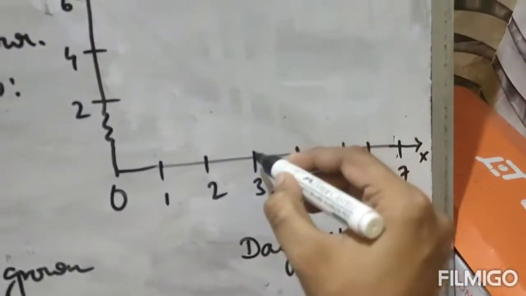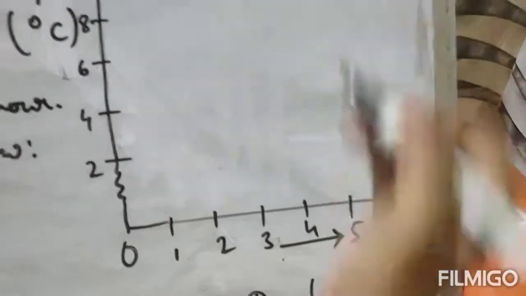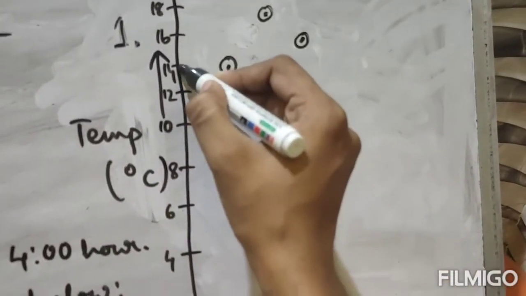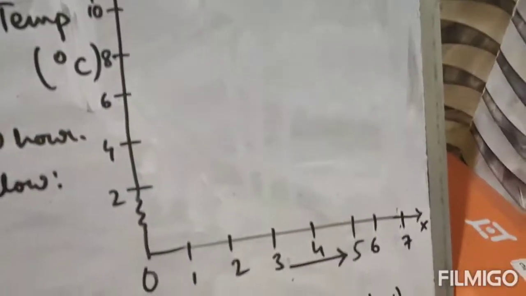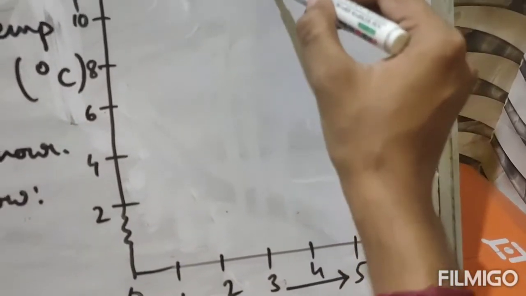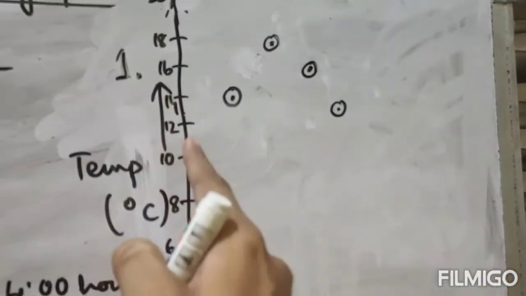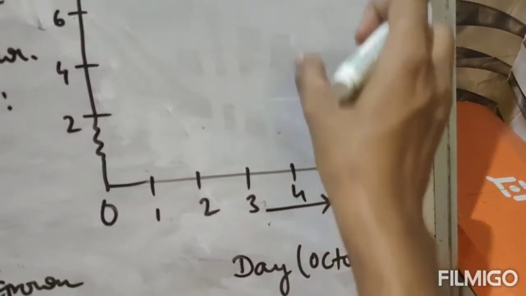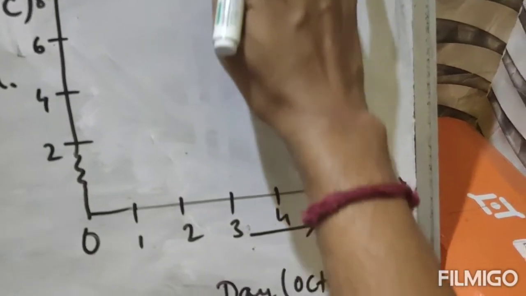It will be plotted at the third day, at this position, 16 degrees. Fourth day it is given as 13 degrees. For 13 degrees, that means between 12 and 14, so 13 will be here. So on the fourth day, between 12 and 14, it will be 13 degrees, almost here. This is the fourth day.